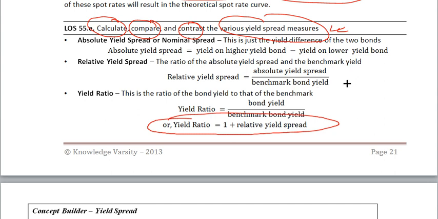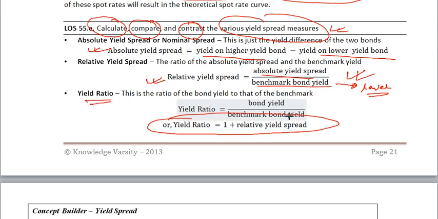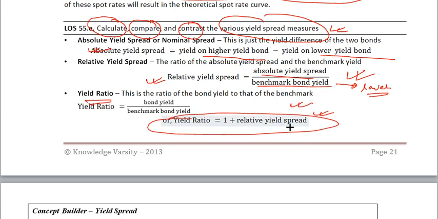These are the formulas that I would recommend you to remember. Absolute yield spread is yield on higher bond minus yield on lower bond. Relative yield spread is absolute yield spread divided by benchmark bond yield. By definition here, our benchmark bond would have a lower yield. Then your yield ratio would be bond yield divided by your benchmark bond yield, or it can also be written as 1 plus your relative yield spread.